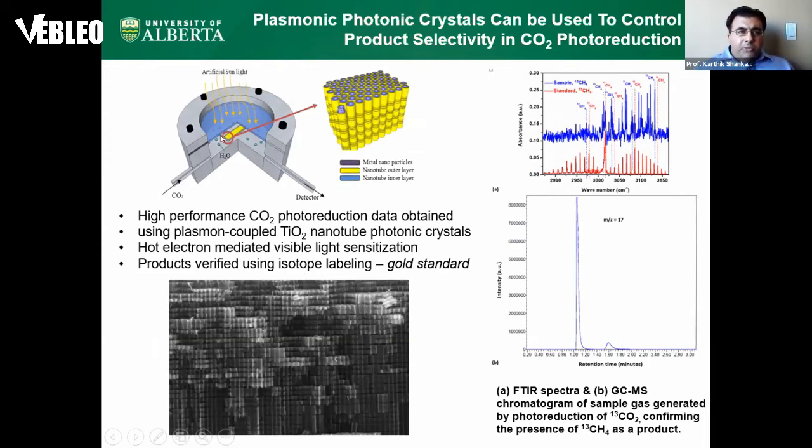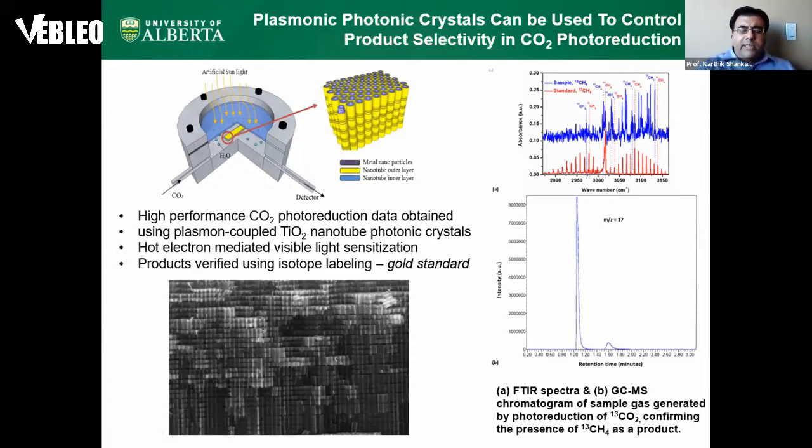We have CO2, we have droplets of water. The CO2 is in the gas phase. The water is converted into the gas phase, becomes water vapor. And then sunlight is incident through a quartz window, and the products of the reaction are sampled and detected by a gas chromatograph or a mass spectrometer. And so we use the gold standard, isotope labeled mass spectrometry, in most of the junctions we studied.